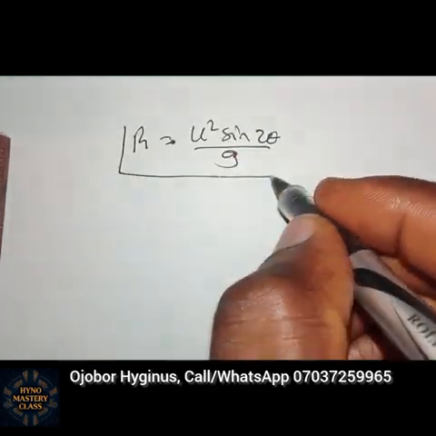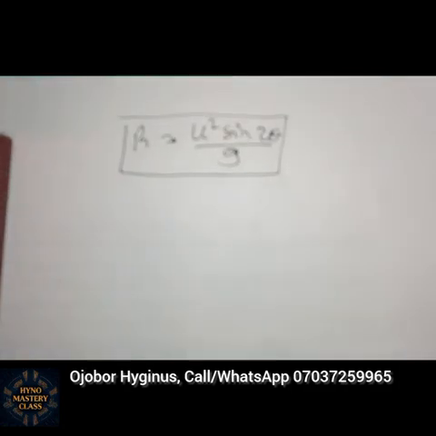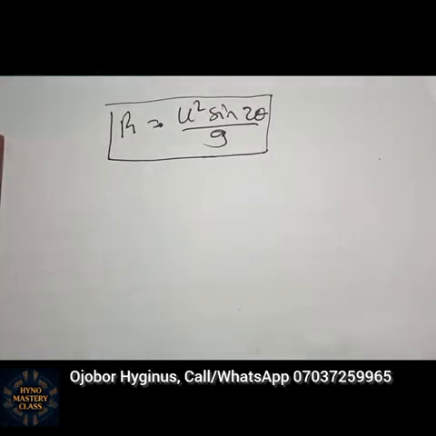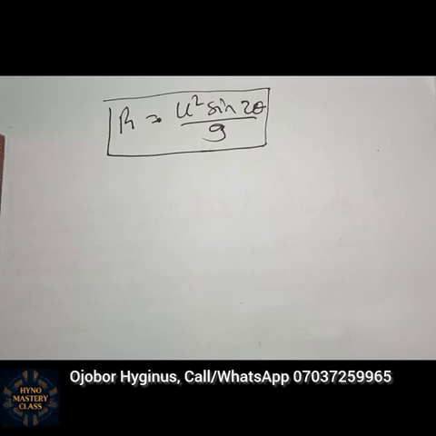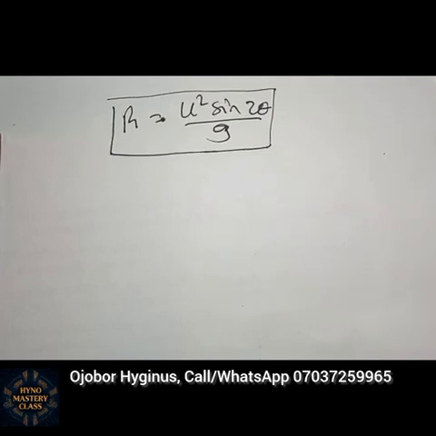So this is the range when a body is projected at an angle. So with this, we have gotten the four quantities: the time of flight, the time taken to get to maximum height, the maximum height, and the range, for when a body is projected vertically, when it is projected horizontally, and when it is projected at an angle to the horizontal.